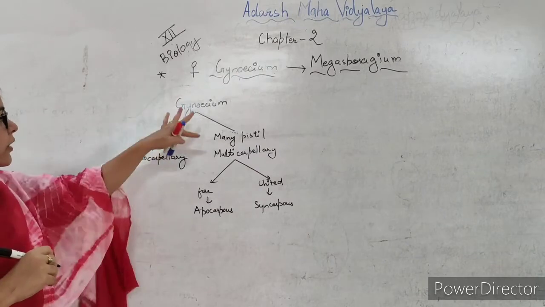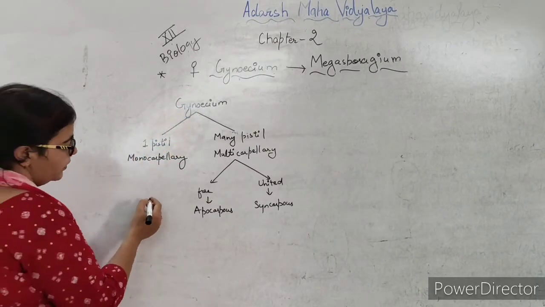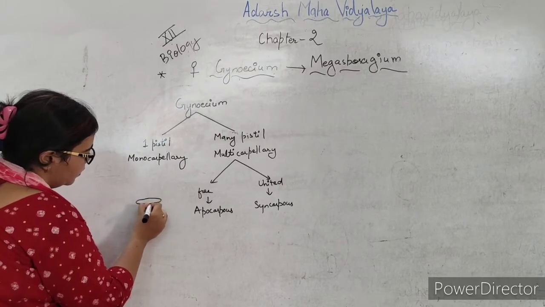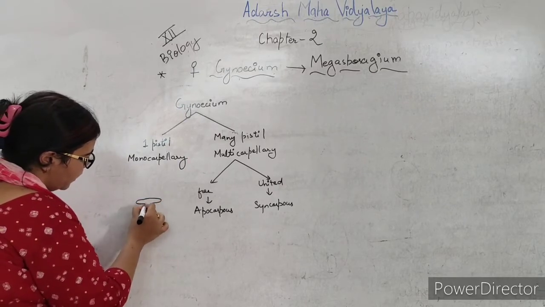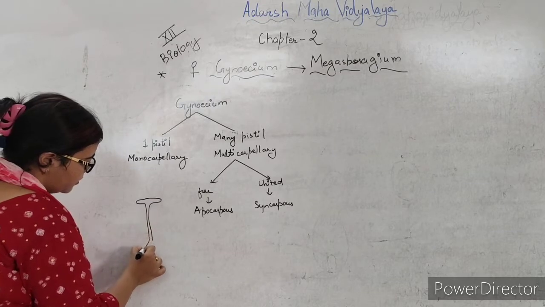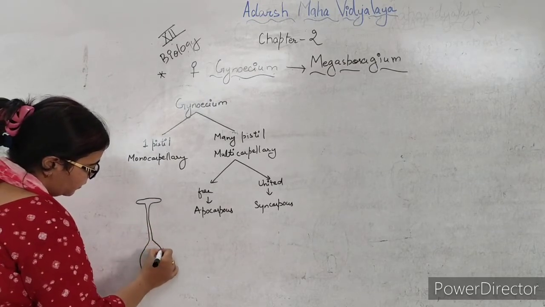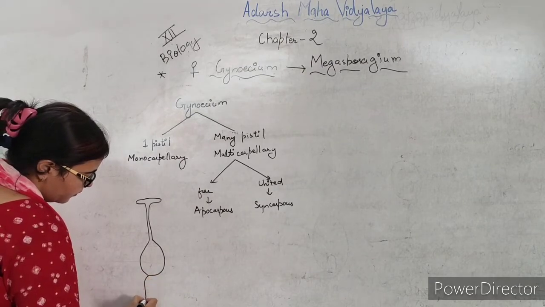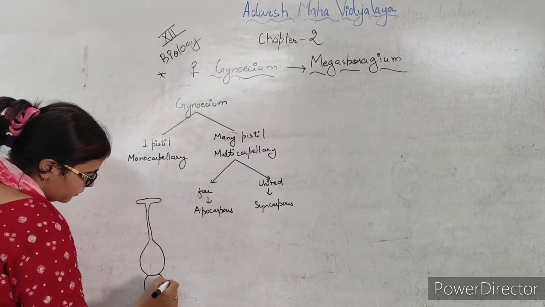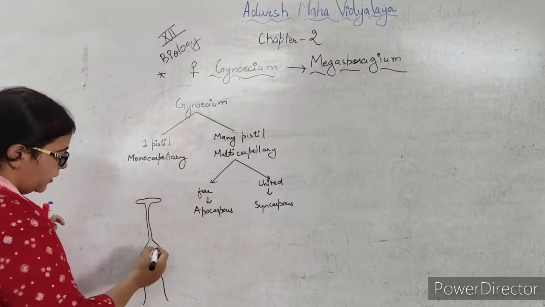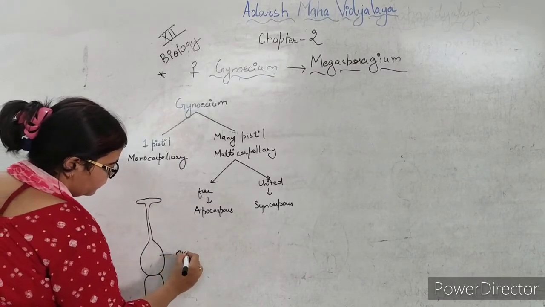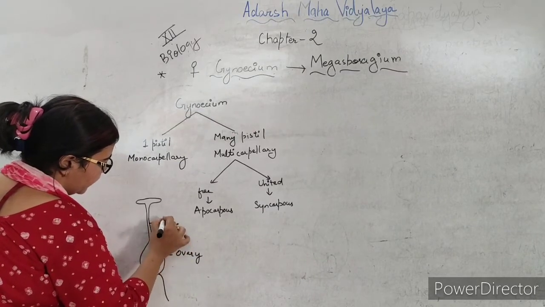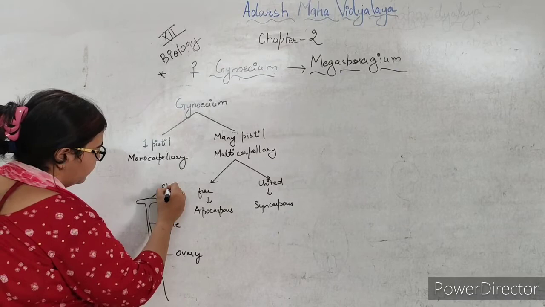Okay, now we'll draw the basic structure of the gynoecium. It's like that. This is the stigma portion. This will be the long style. This will be the bulging ovary part, and this is the thalamus part, the stalk of the flower. This is the ovary. This is the style, and this is the stigma.